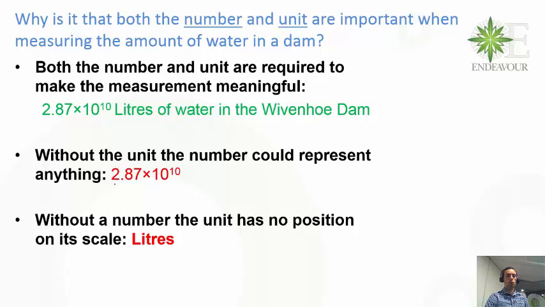Well, then you just have 2.87 times 10 to the 10. But the number doesn't mean anything by itself. You don't know what it is in relation to, so essentially it means nothing. Just like without the number, the unit is very much useless, because if you just say there's litres of water in the dam, it's not really giving any specific information. So we need both to create a meaningful measurement.